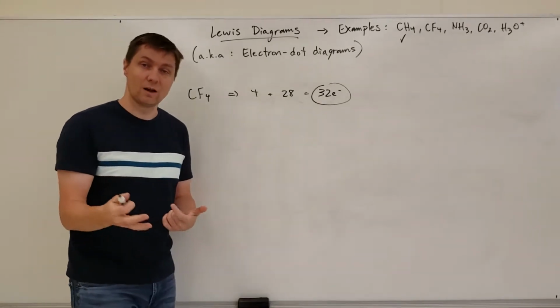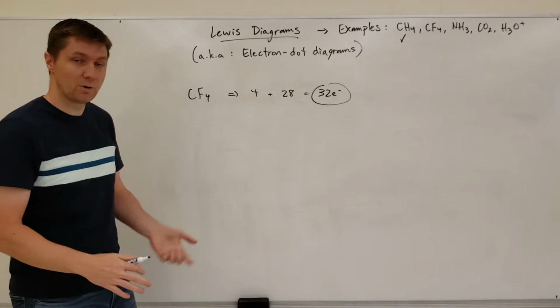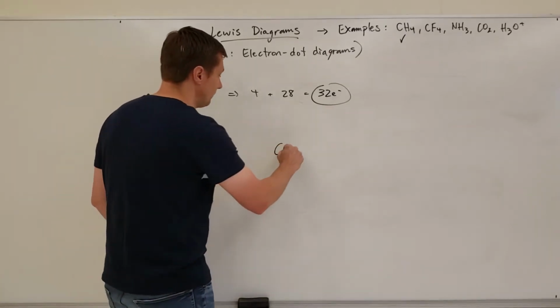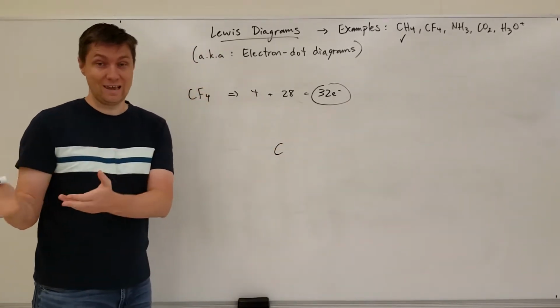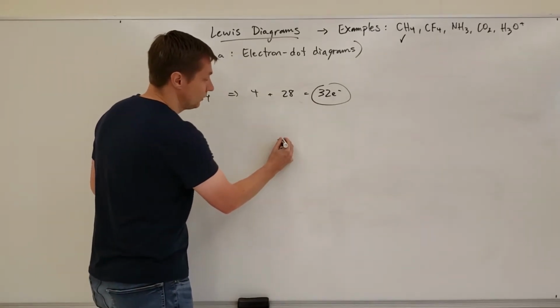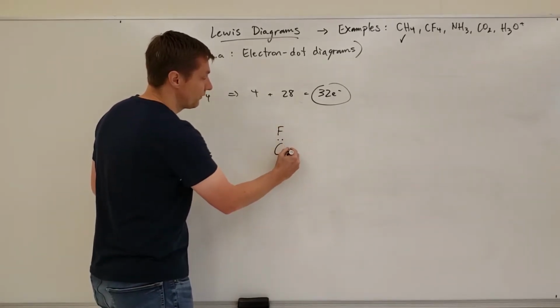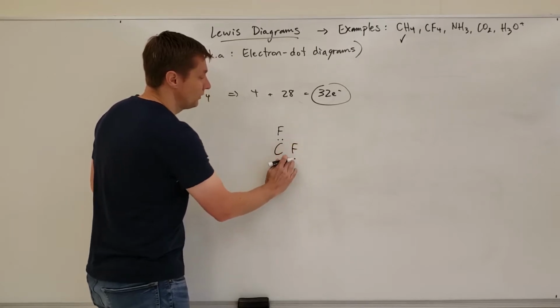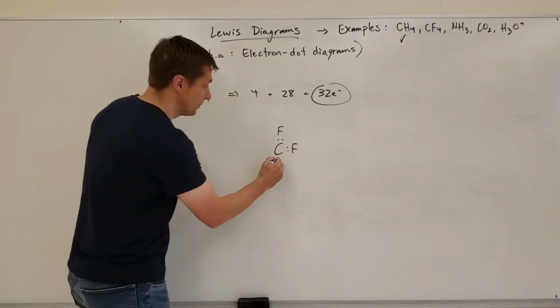So now I identify what is my central atom. Again, carbon is present, that's pretty easy, carbon goes in the middle. Fluorine is a halogen, it can't be in the middle, so I know it goes around the outside. And then again, the next rule is just place the peripheral atoms around the central atom as symmetrically as possible.